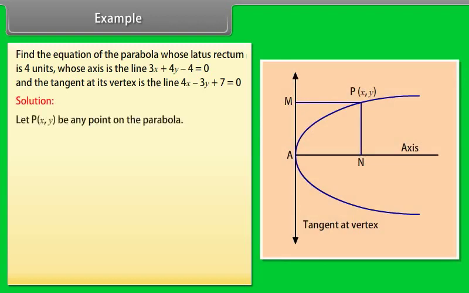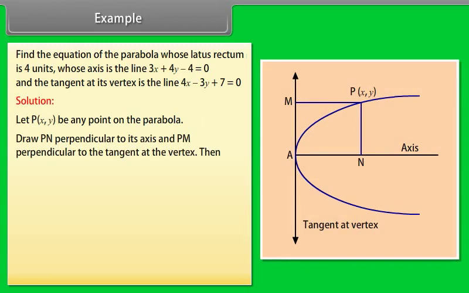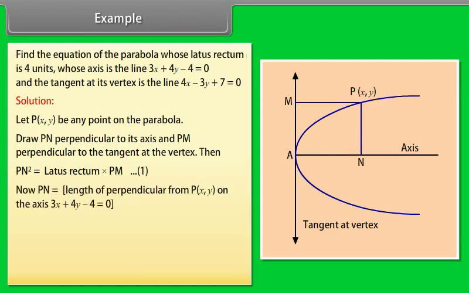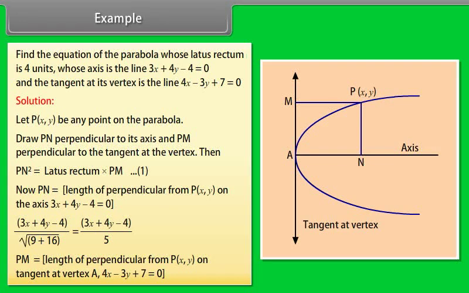Solution: let P(x, y) be any point on the parabola, draw PN perpendicular to its axis and PM perpendicular to the tangent at the vertex. Then PN squared equals latus rectum times PM. That is equation 1. Now, PN is equal to the length of the perpendicular from P(x, y) on the axis 3x plus 4y minus 4 equals 0, which is (3x plus 4y minus 4) upon root of 9 plus 16, equal to (3x plus 4y minus 4) upon 5.